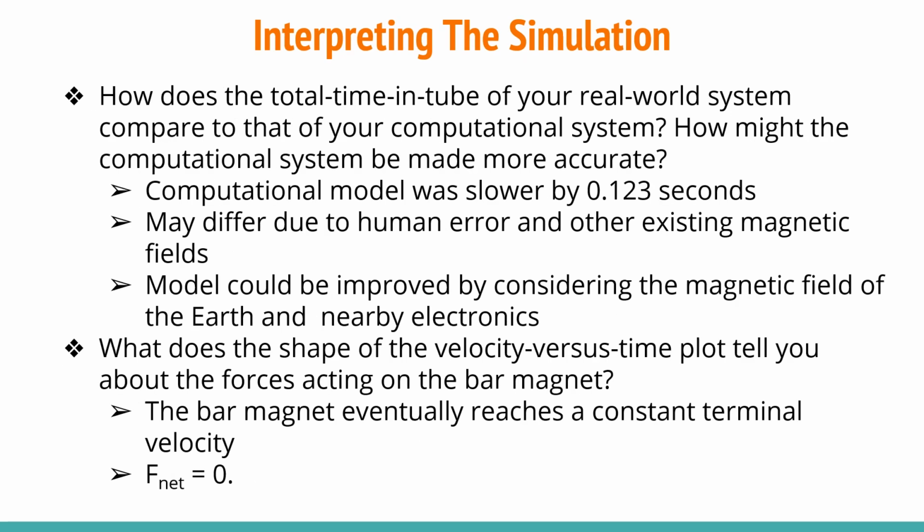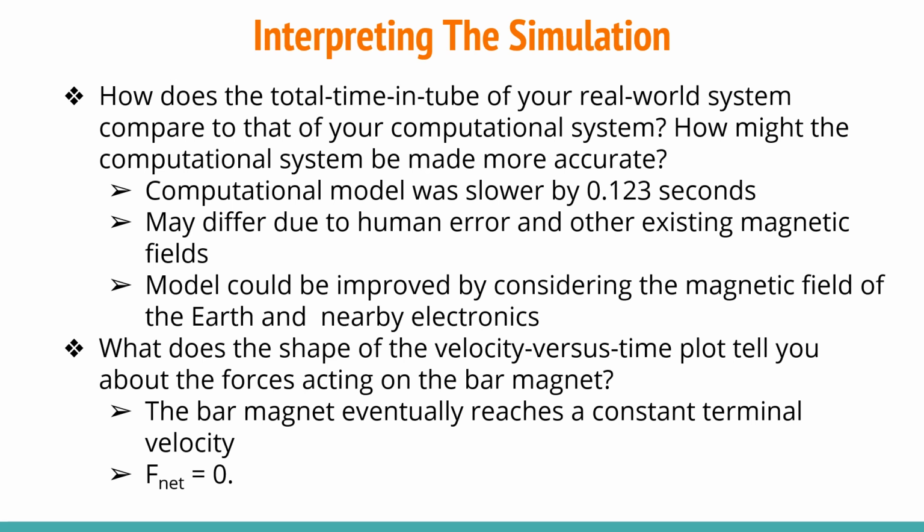How does the total time in tube of my real-world system compare to that of the computational system? How might the computational system be made more accurate? The computational model was slower by 0.123 seconds. This could be due to human error when recording the travel times or exterior magnetic fields. To improve the model, we might consider the magnetic field of Earth and nearby electronics.